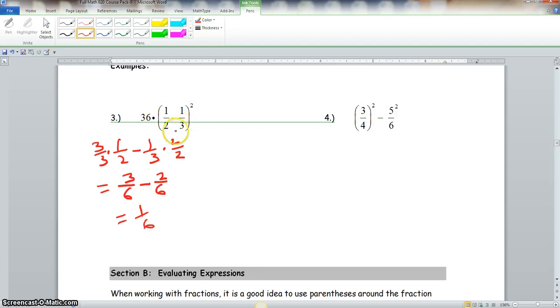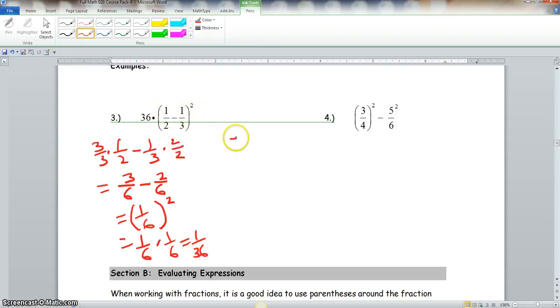3/6 minus 2/6 will give 1/6. Now remember, this 1/6 would be in this parenthesis and it's squared. We know we would do the exponent before multiplication. So why don't we just square this? So 1/6 to the second power is the same as 1/6 times 1/6, which would give us 1 over 36. Okay, so now that would take care of this parenthesis and the exponent.